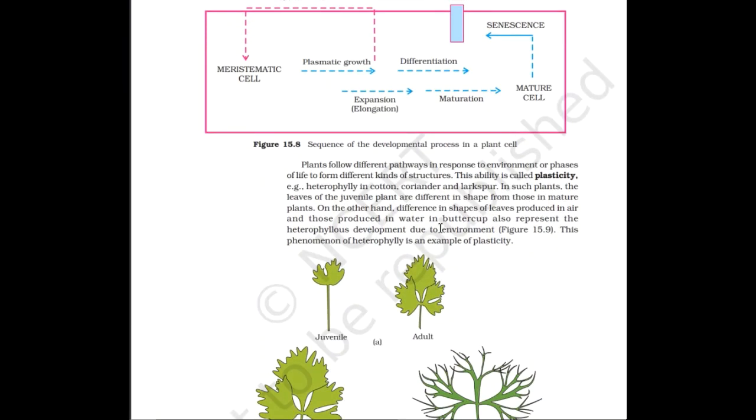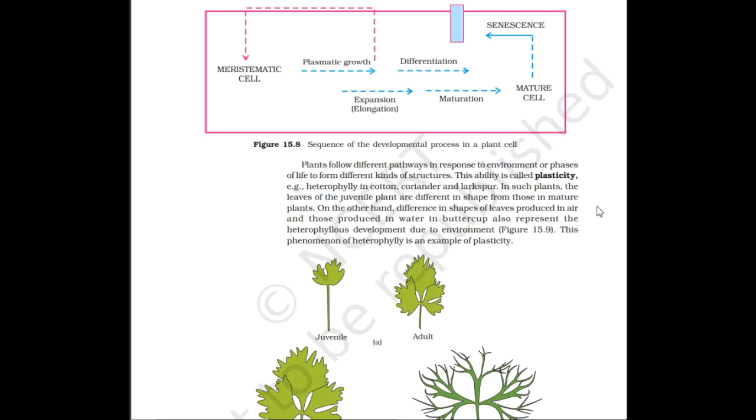Plants follow different pathways in response to environmental conditions or phases of life to form different kinds of structure. This ability is called plasticity. For example, heterophylly in cotton, coriander, and larkspur is an example of plasticity, where they follow different responses due to environmental conditions. In such plants, the leaves of the juvenile plant are different in shape from those in the mature plant.